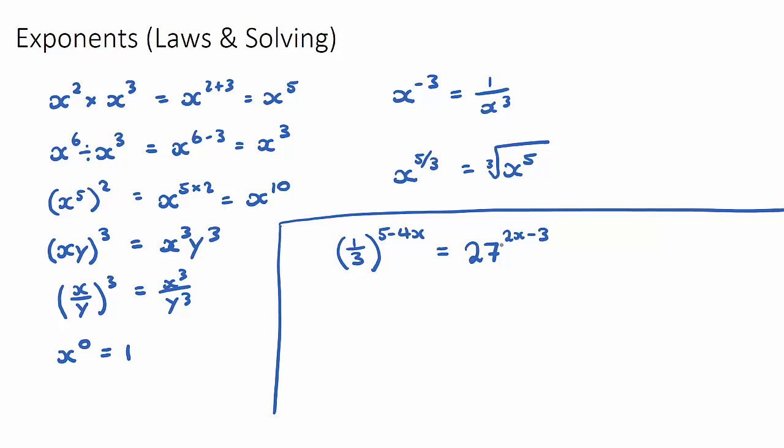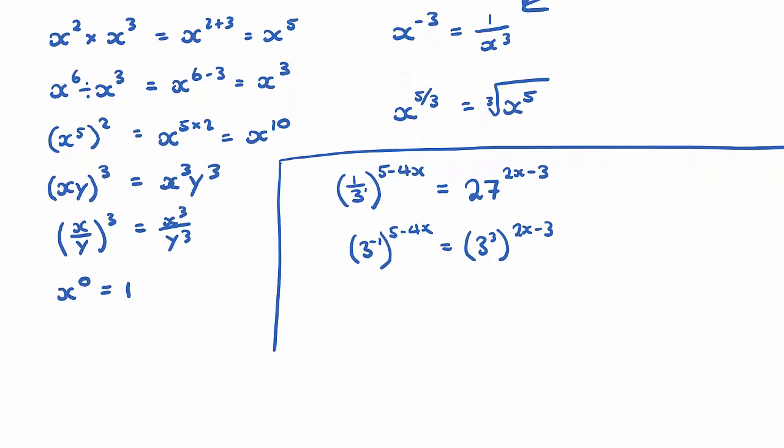So the way that I'm going to do that is I'm going to realize that 3 has the potential to turn into both of these as our base if we just have some sort of power on them. So a third is the same as 3 to the negative 1. And I've used this law here. If I have 3 to the negative 1, that's the same as 1 on 3 to the 1. I've moved this up to be 3 now to a negative power. And I did that to the power of 5 minus 4x. And I'm going to rewrite 27 as 3 cubed to the power of 2x minus 3.